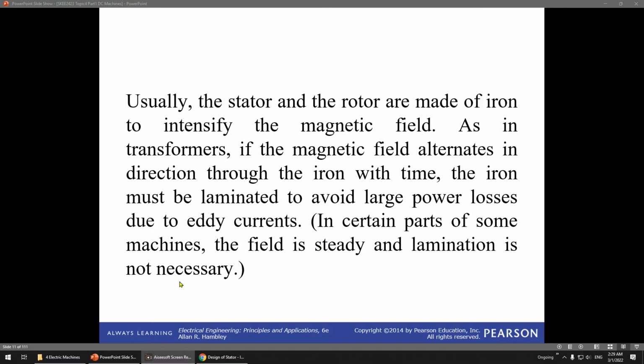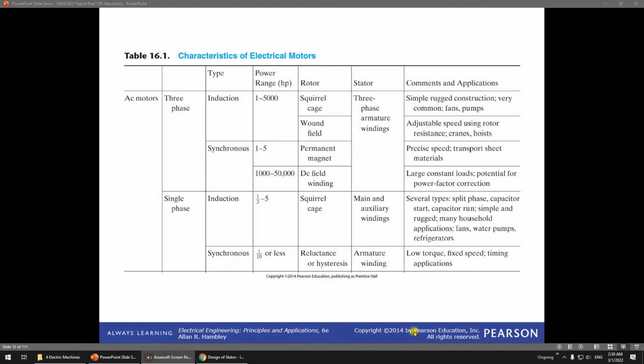So basically it says that the stator and rotor are made from iron and laminated to avoid eddy current. Refer back to your previous chapter, the transformer chapter. This is a characteristic of electrical motors.